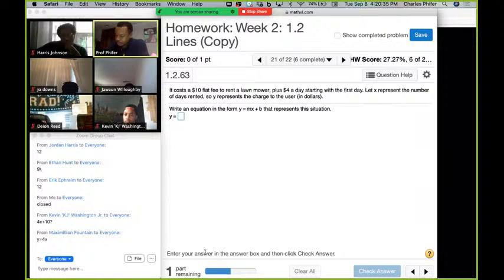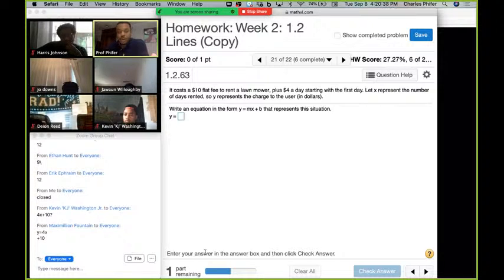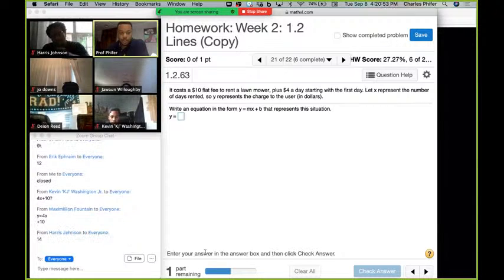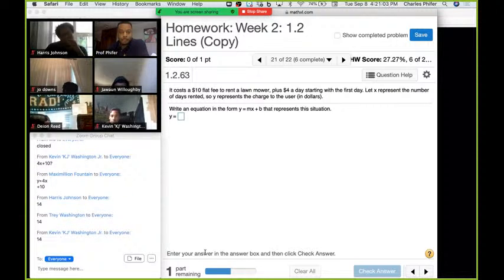All right. So say they rent the lawnmower for 1 day. What does it say? It says it costs $10 flat fee to rent the mower plus $4 a day starting with the first day. So on the first day, how much money are they gonna pay if they only took the lawnmower out for a day? How much money will it be? The chat looks interesting. How much money are they gonna spend on the first day? 14. 14. Okay. So it sounds like the first day is $14, right?